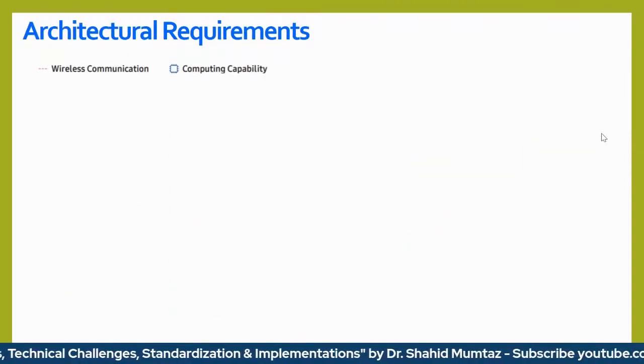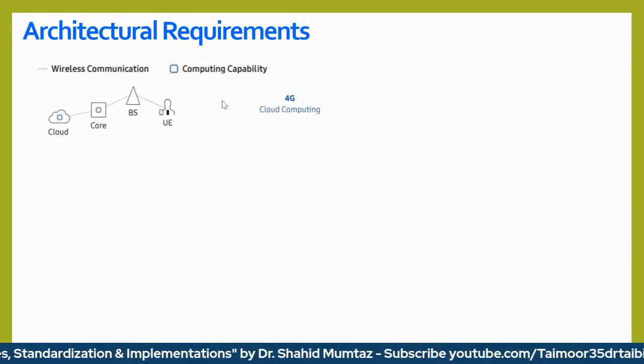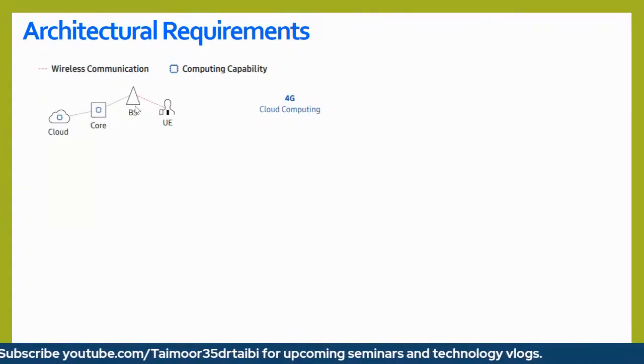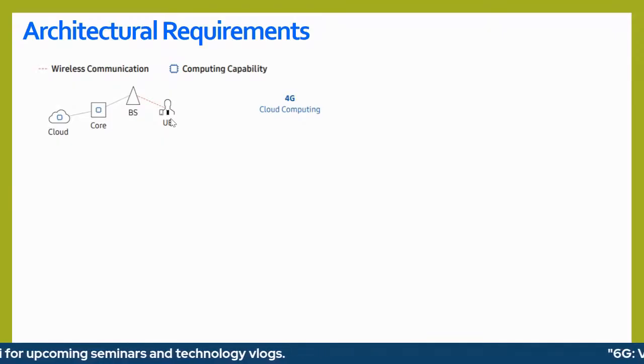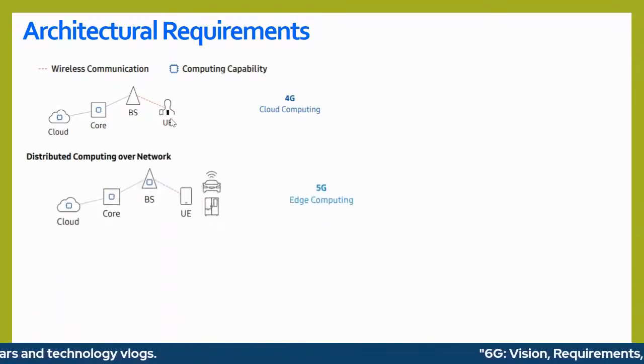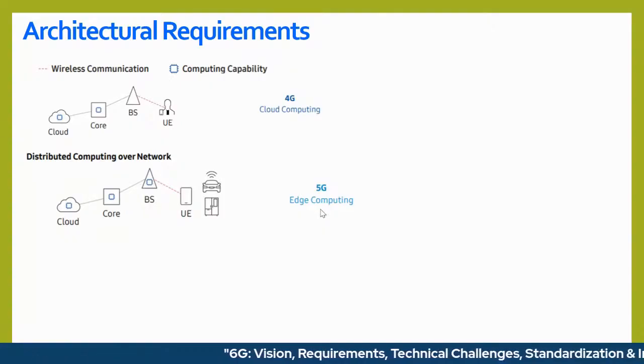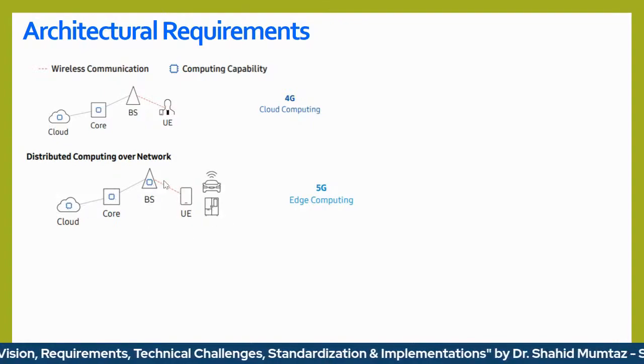There are some architectural changes. If you start with 4G, the idea was cloud computing. Mostly the cloud and the core part did a lot of the computing, and the communication was done only between the UE and the base station, because our use case was very simple, only voice. And then in 5G, we came with the idea of edge computing, where the computing is done at the base station, core part, and cloud, and you can connect directly with your UE. This is our communication link, and the use cases will be different here as well.